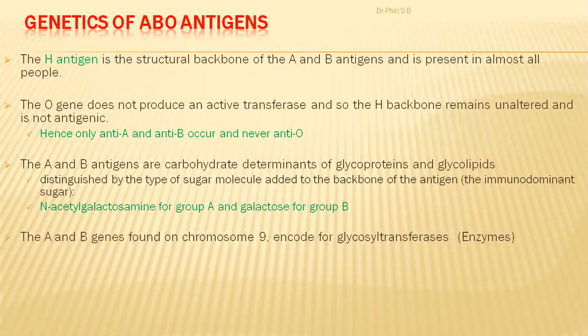The A and B genes found on chromosome 9 encode for glycosyltransferase. These are the enzymes. The glycosyltransferases are the enzymes responsible for transferring these carbohydrate moieties to H antigen. So the glycosyltransferase can transfer N-acetylgalactosamine to H antigen to convert it into antigen A, or it can transfer a galactose to H antigen to convert it into antigen B.